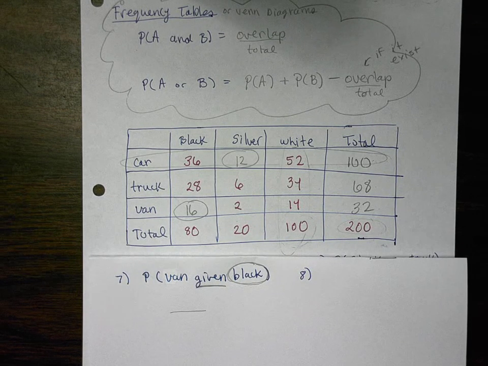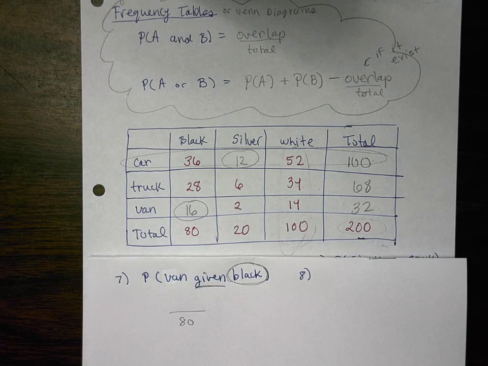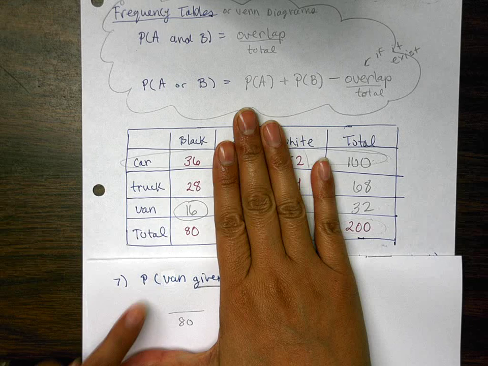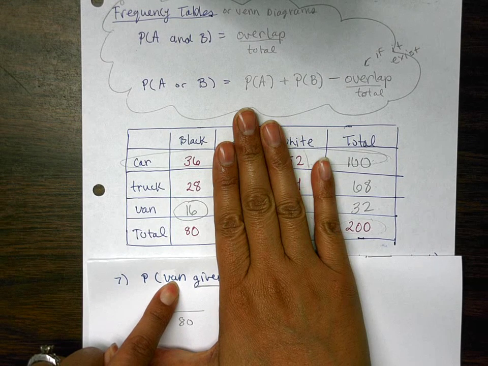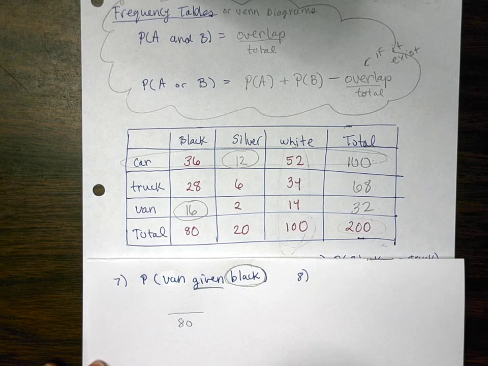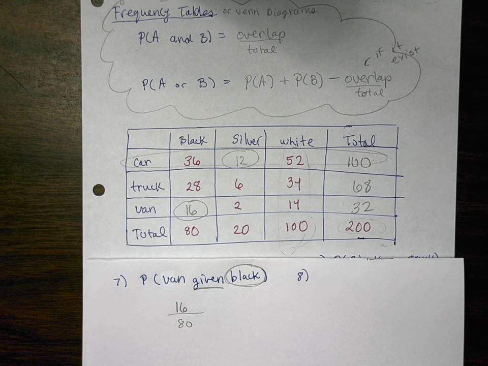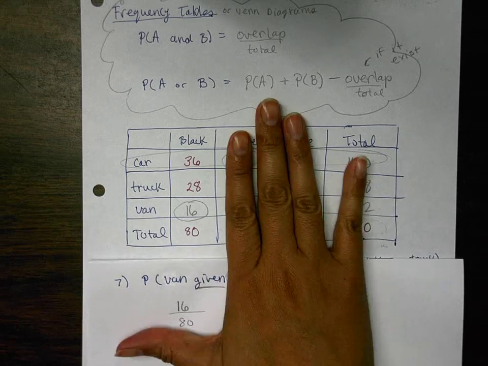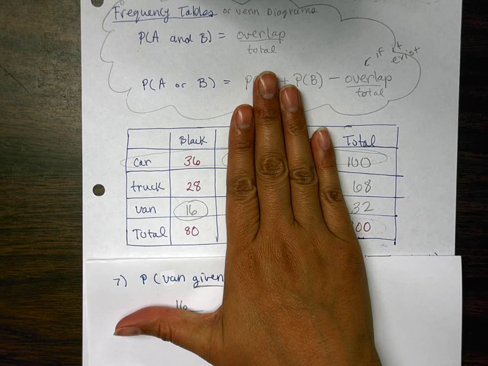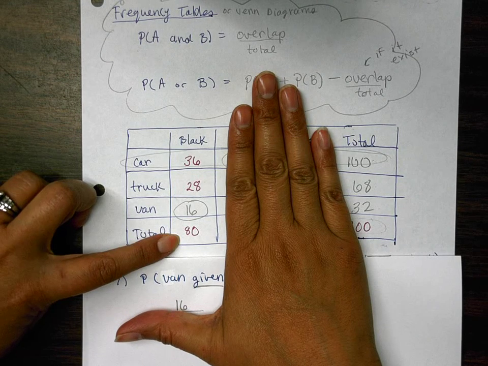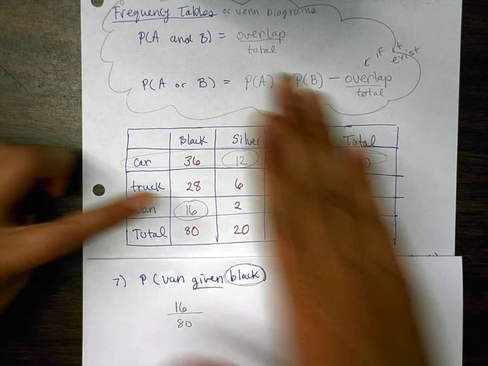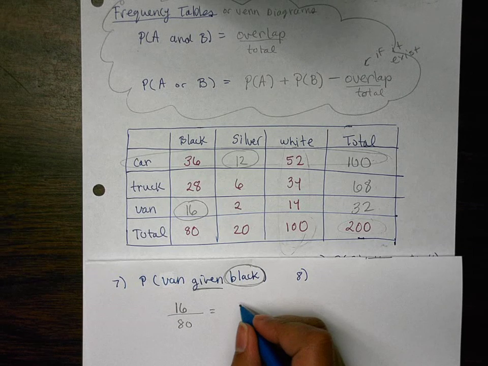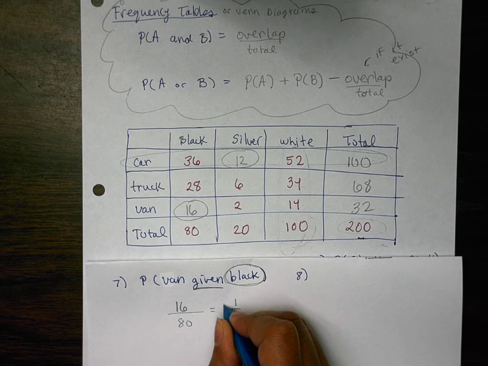Of those 80, your eyes are zooming in on just those 80. Of those 80, how many are vans? 16 out of 80. So when you see these, you focus on the last one. That's your denominator. Everything else is gone, only the black vehicles. Out of the 80 vehicles, how many are vans? 16. And you reduce it. It's 1/5.